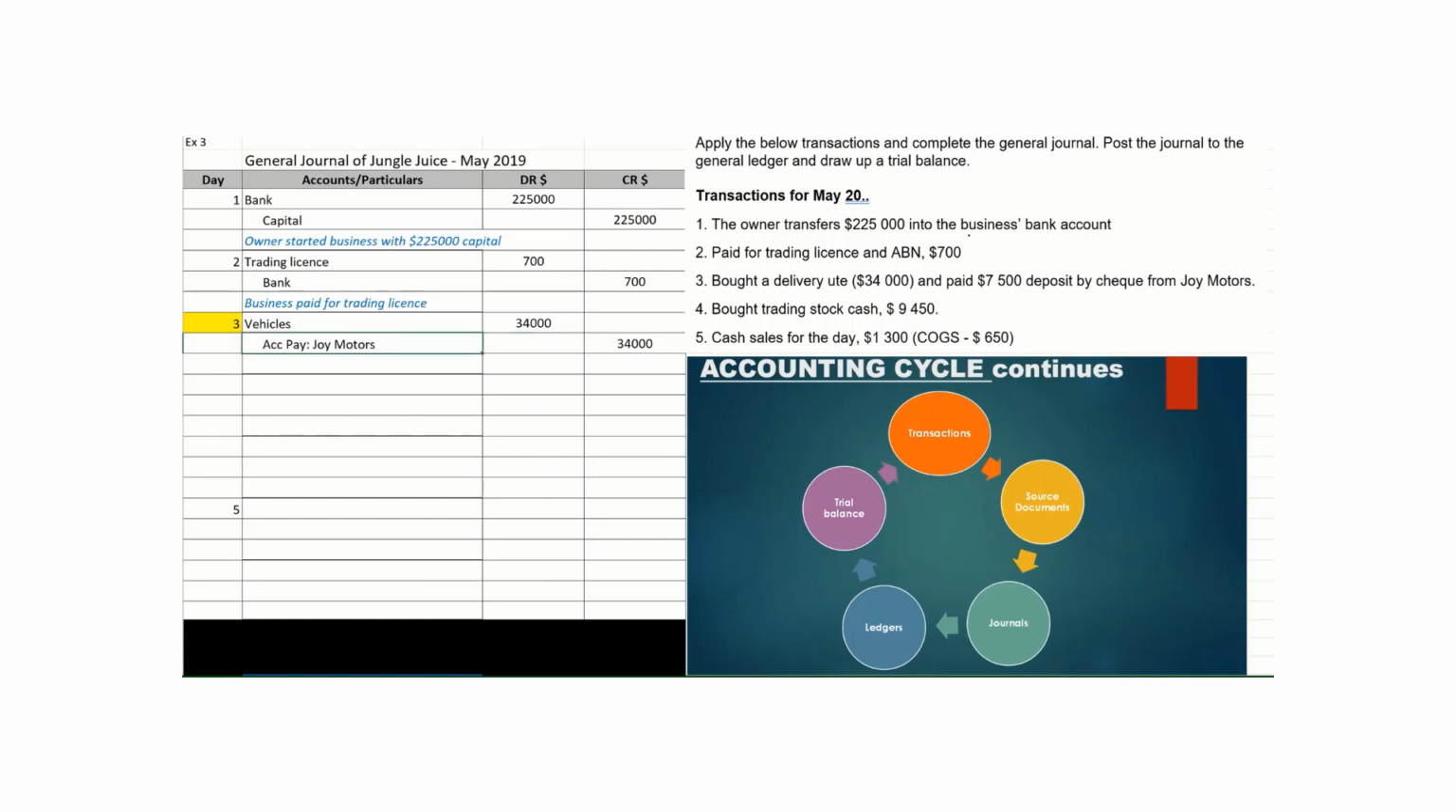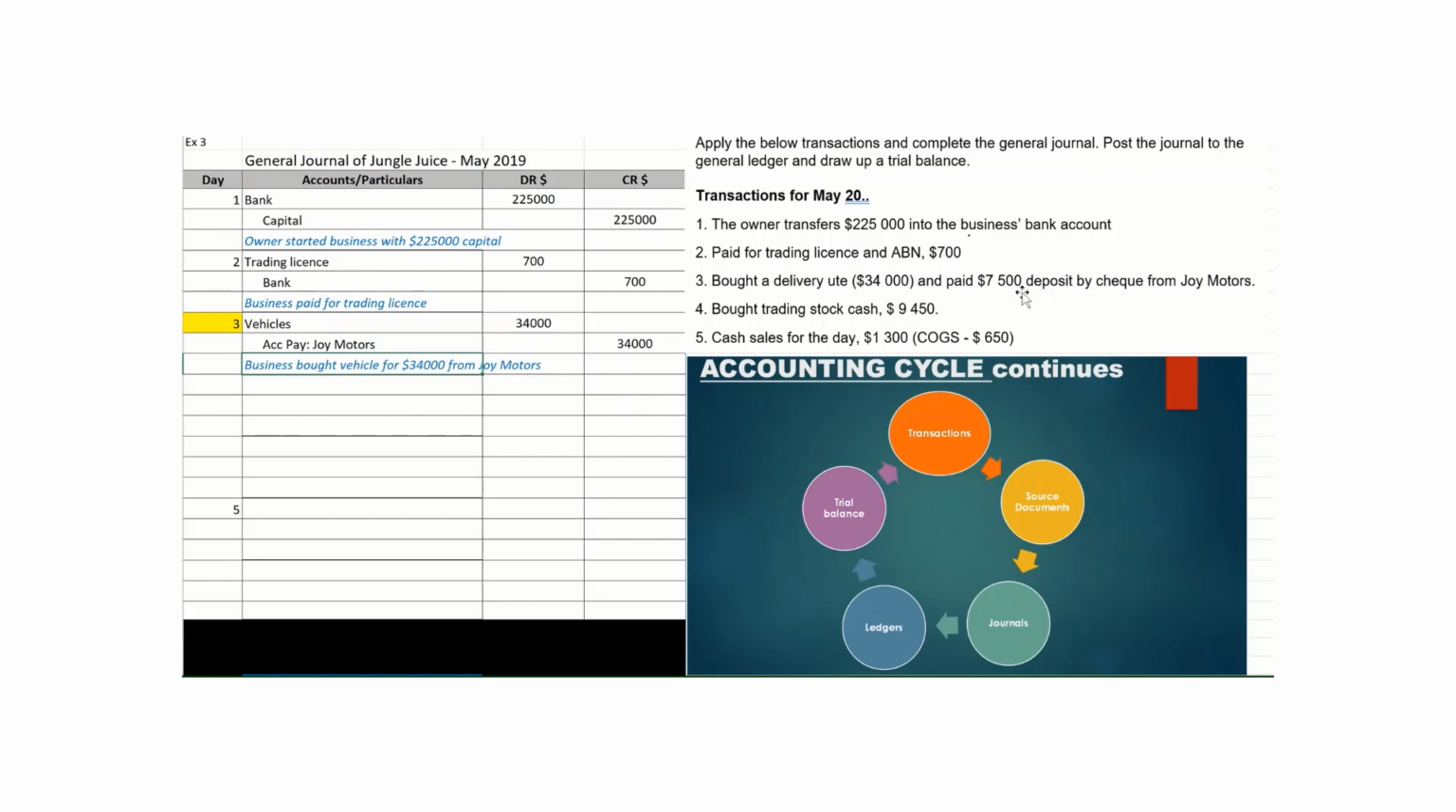And my narration could be at this stage, business bought a vehicle for $34,000 from Joy Motors. Now, as I said, this transaction we break up, or you could break it up in two like I'm doing here. We also know that we paid. So whenever we paid, bank is involved. Money decreases, bank an asset, bank will be credited.